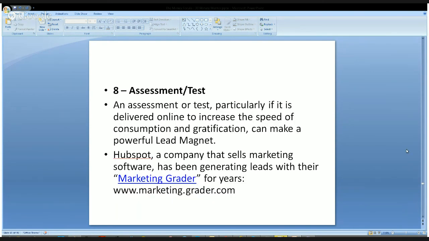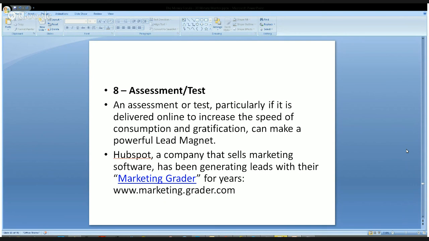Assessment tests. People like these. Why has Mensa got such a big membership? Not because there's loads of brilliant people, just because people like to see how good they are at things on this particular test. Does it mean anything? I don't think it particularly does. It's just, can you solve this type of puzzle, if you like? But people like them. So you get an assessment test, particularly if it's delivered online, to increase the speed of consumption and gratification.